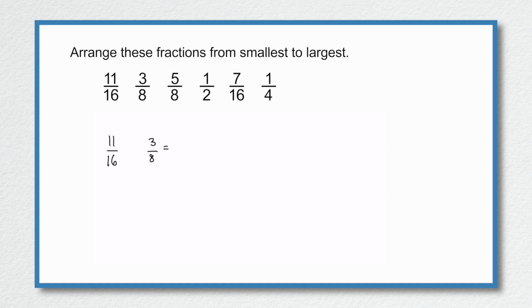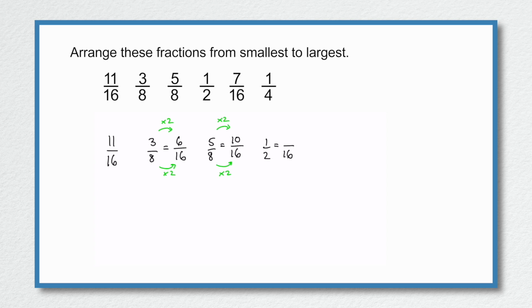3/8 is equal to something over 16. Well, 8 multiplied by 2 is equal to 16. I therefore have to multiply the numerator by 2. 3 times 2 is equal to 6. Now for 5/8, well, 8 times 2 is equal to 16. So the numerator has to be multiplied by 2. So 5 times 2 is equal to 10.